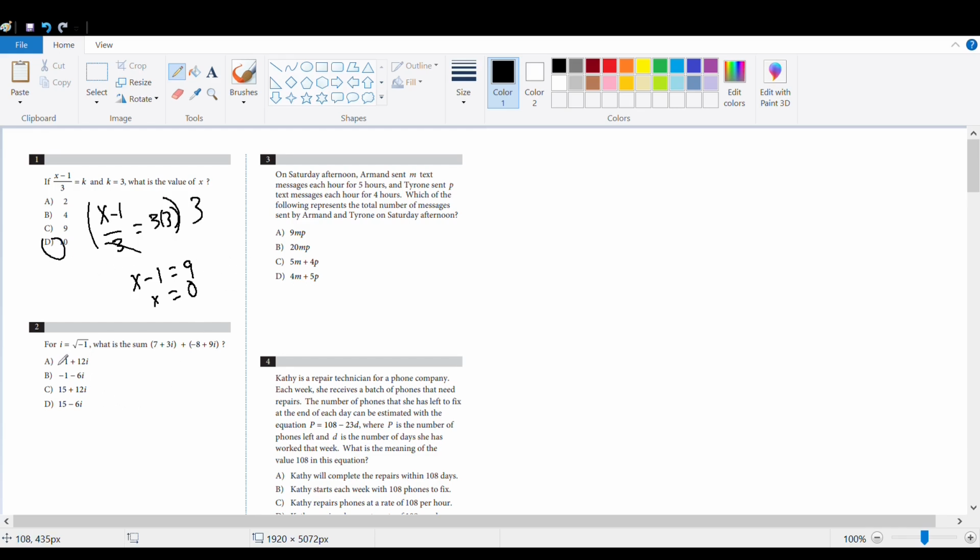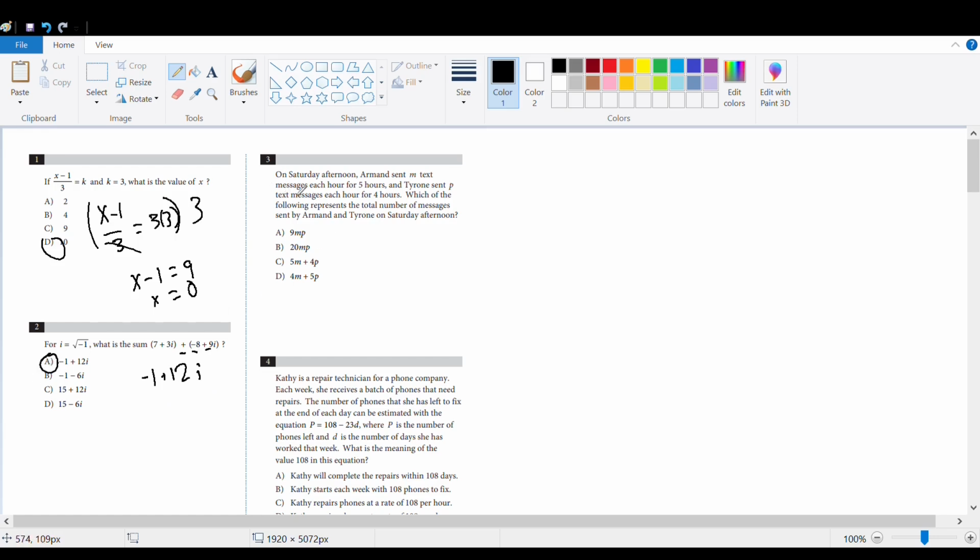And for 2, for i equals the square root of negative 1, what is the sum of 7 plus 3i plus negative 8 plus 9i? So here you could just treat i like any other variable like x, as i being equal to the square root of negative 1 doesn't really matter. So here, always remember that this is negative 8, so you're adding negative 8 to 7, which is negative 1, and because this is a positive and this is a positive, you just add 9i to 3i, which is plus 12i, so it's negative 1 plus 12i, which is A.